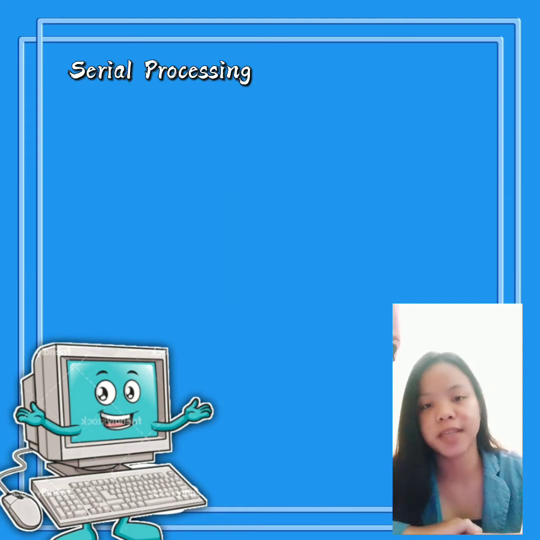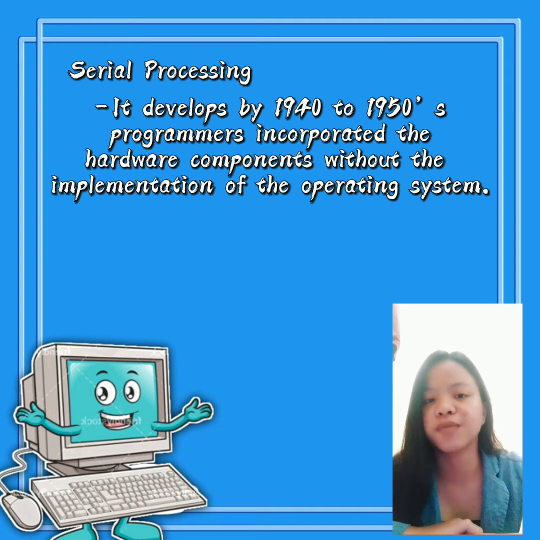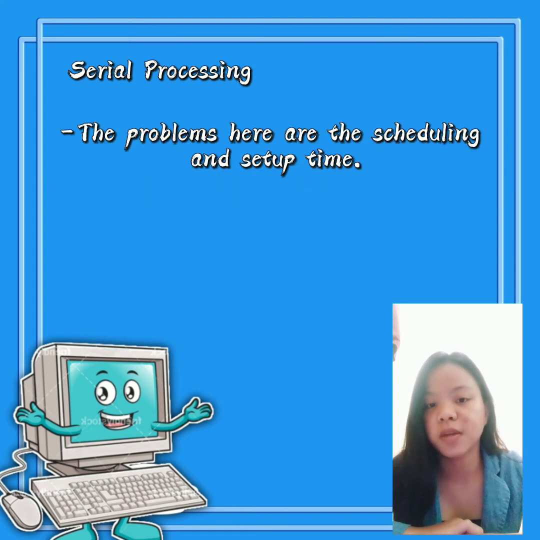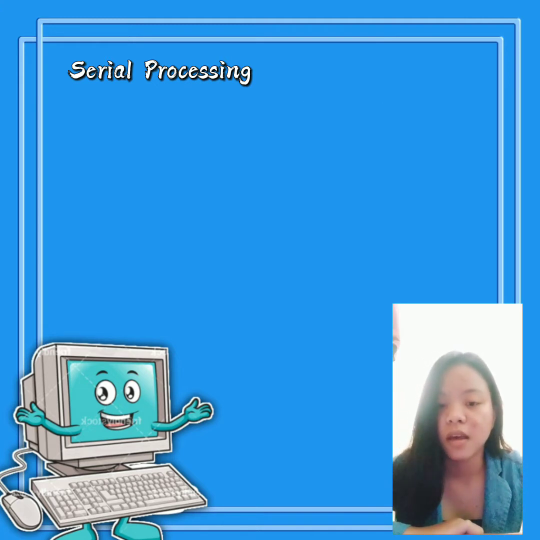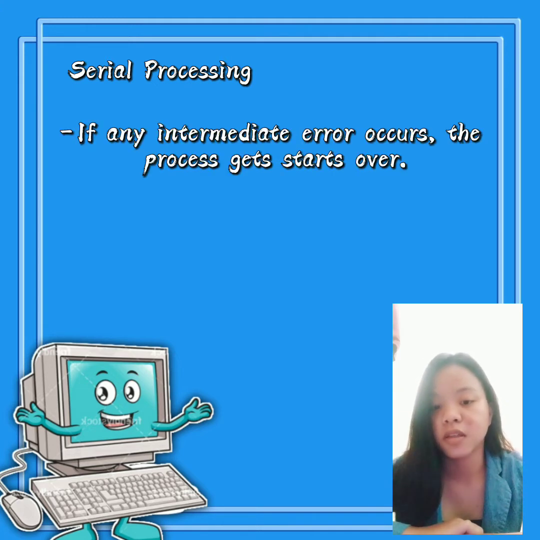First is serial processing. It developed around the 1940s to 1950s. Programmers incorporated the hardware component without the implementation of an operating system. The problems here are the scheduling and setup time. The setup time is involved when loading the compiler, saving the compiled program, source program, linking, and buffering. If any intermediate error occurs, the process gets started over.